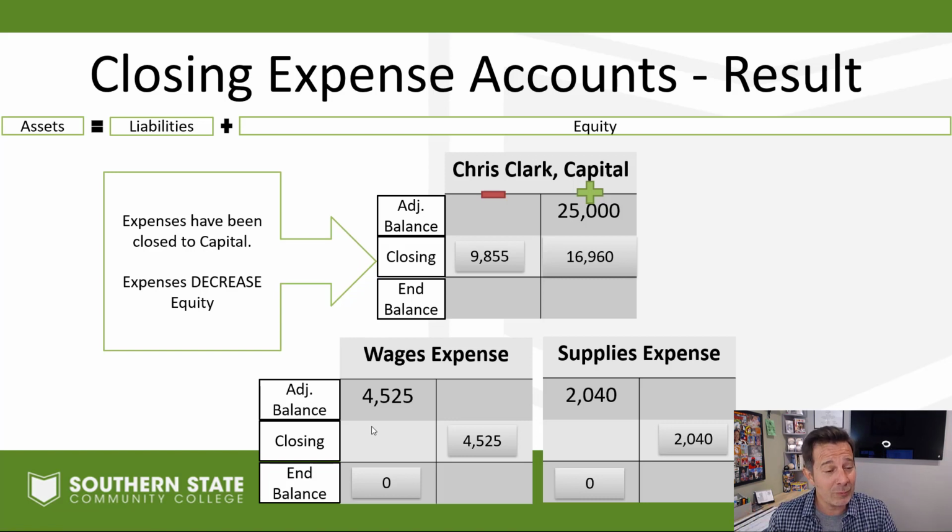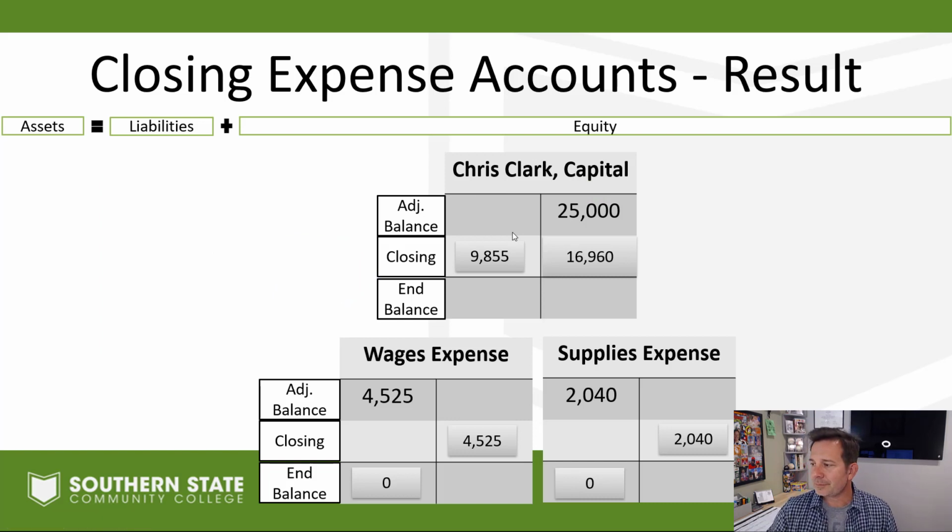What happens, and what I'm showing you right here, is those eventually get dumped into capital. And it's going to decrease our equity. And so that's why they can kind of live under that equity part of the accounting equation. It's okay, because eventually they're going to get dumped into capital and decrease capital. And that's what happens with our expenses. So, you'll notice that difference right here.